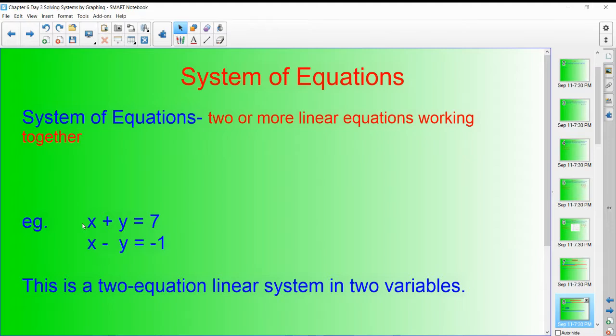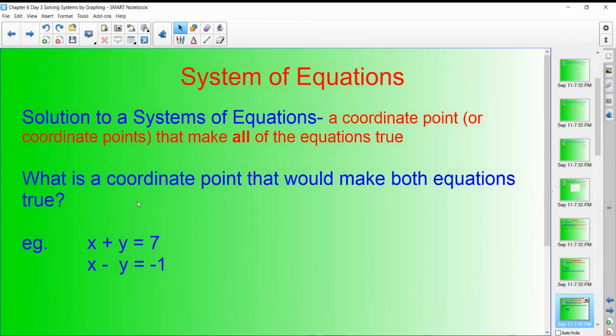So we're going to look at this two-equation linear system. And first, we're going to say, can we find the answer? What's the coordinate point that makes both equations true? So I want you to think about an x and a y value that make both equations true.